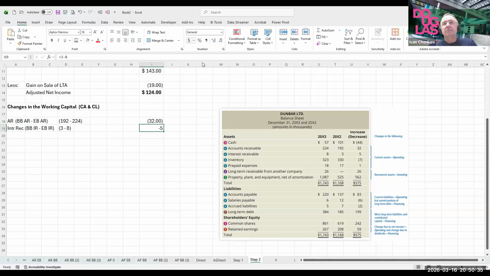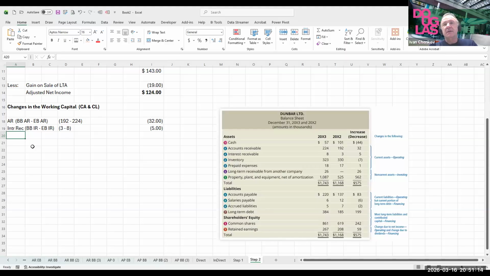What does that mean to me? That means my interest receivables also increased. That means the interest revenue that I'm generating, I haven't collected. $5 still sitting uncollected. Make sense? Okay, let's move to the next one.